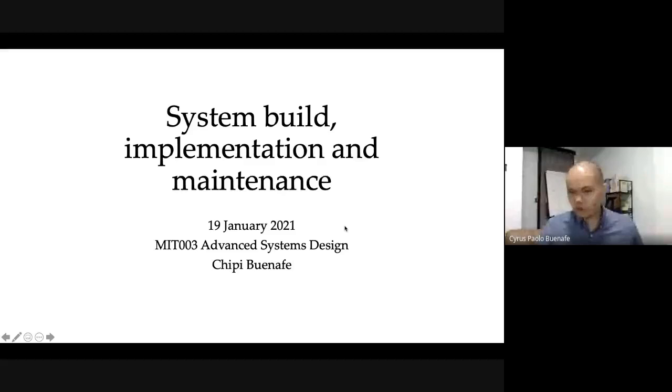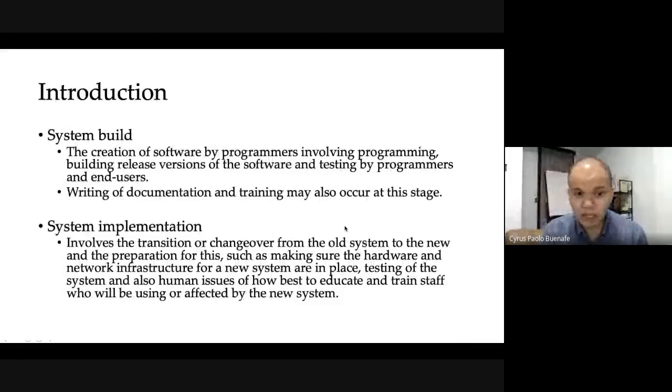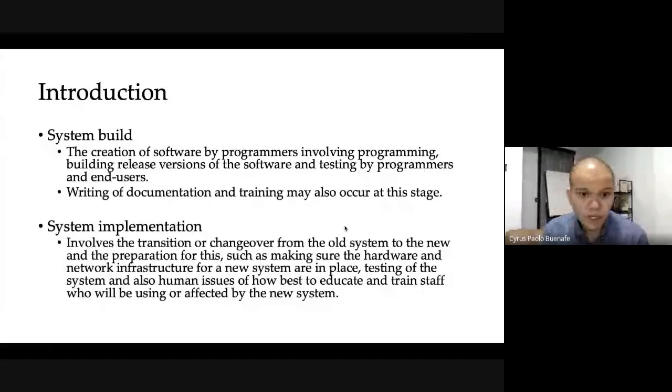Now, a few definitions. A system build is the creation of software by programmers involving development, programming, building release versions of the software, and testing by programmers and end users. Writing of documentation and training of people involved may also occur at this stage. When we talk about system build, this is like a catch-all. In fact, this can be used interchangeably with development. So when we talk about development, normally we talk about system build.